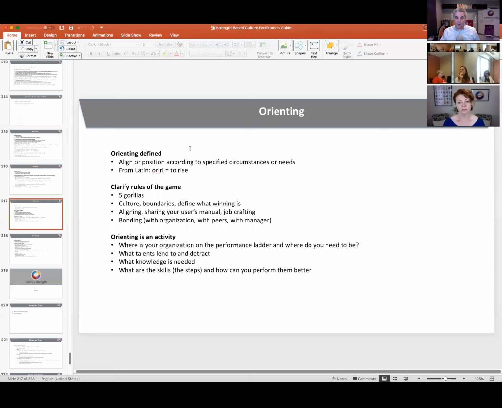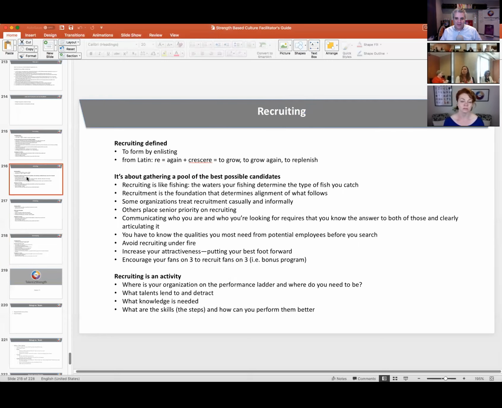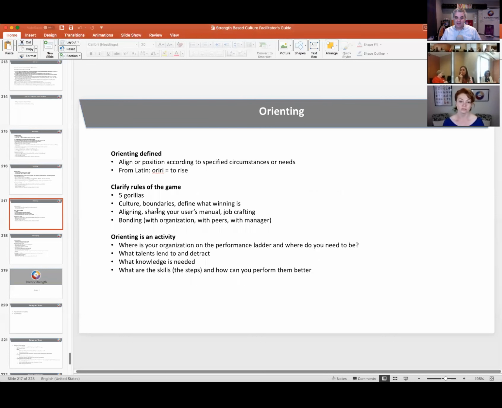And so the next one is orienting. And by the way, if you handle your recruiting, your selecting, and your orienting well, you'll have to spend way less time on developing. Because most organizations, this is the only phase at which they have any hopes of getting things on track. And then they're not even that good at this. But you could preempt all that by being good at this, this, and this. So it's about orienting people. And you know, we have our 5 gorillas story.